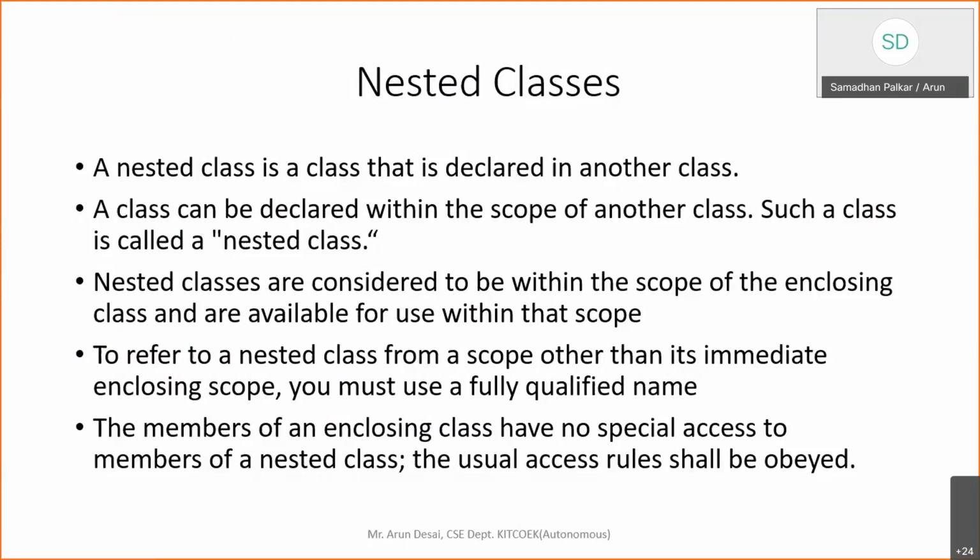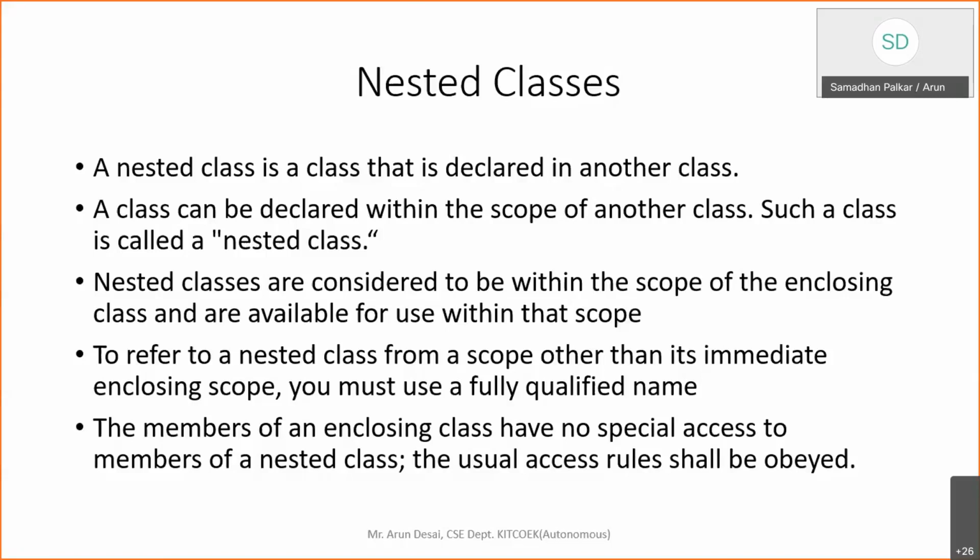So a nested class is a class within a class. A class which is declared inside another class is called a nested class. The nested class is inside the scope of another class. So there are two classes, one is the inner class and another one is the outer class, right? In that case, it is called nesting, right? So it is obviously available within the scope.